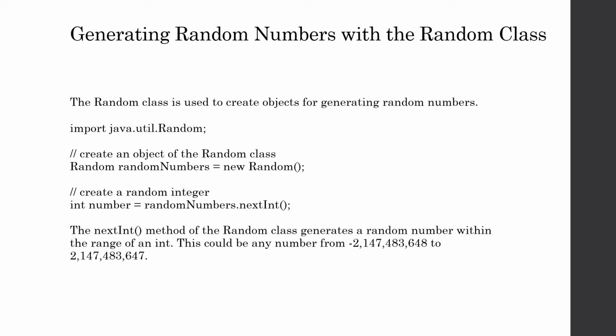So in the next line where we create a random integer, this is the part where we are calling a method on that object to generate one of those random numbers. In this example, we're going to use nextInt. It looks a lot like one of the methods from our Scanner class. This nextInt method of the Random class is going to generate a random number within the range of an int. That means it could be any number from about -2.1 billion up to about 2.1 billion.